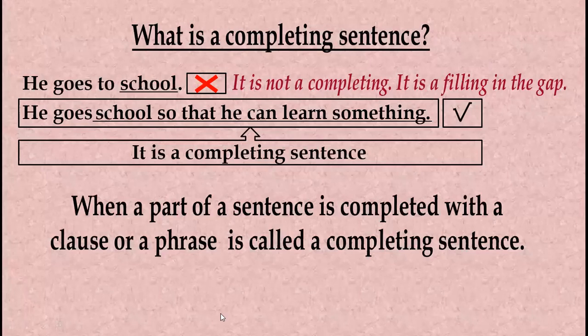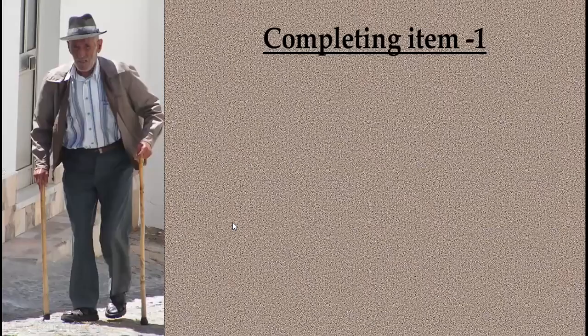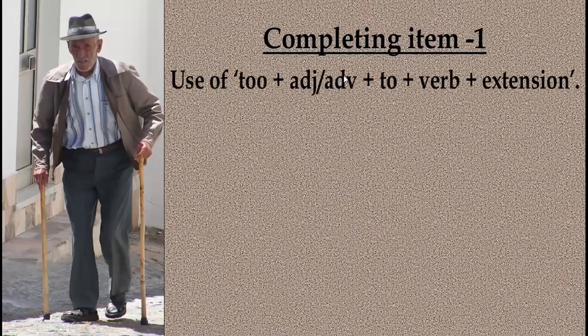Okay, so I'm going to the next slide. So this is rule number 1. We are going to discuss completing sentence. Rule number 1. Write it down. So this is the rule. Structure of the first rule: too plus adjective or adverb plus to plus verb plus extension. So this is the structure. If you just see the sentence, it would be really clear for you.